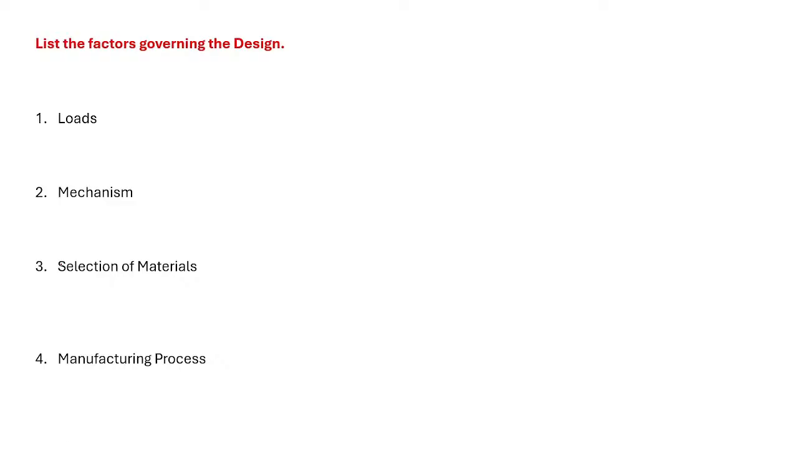List the factors governing the design. The first one is load, the second is mechanism, the third is selection of materials, and the fourth is manufacturing process. So in the loads, what are the types of load involved? It could be in the form of tensile, compressive, shear, twisting, bending.